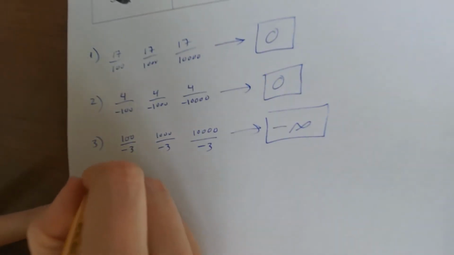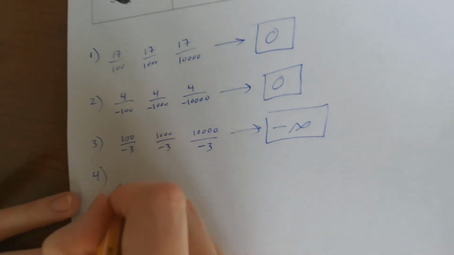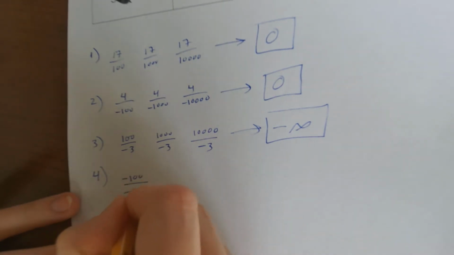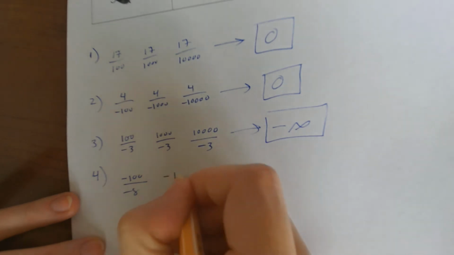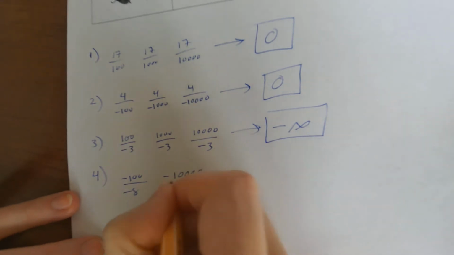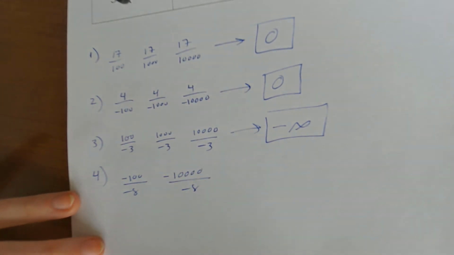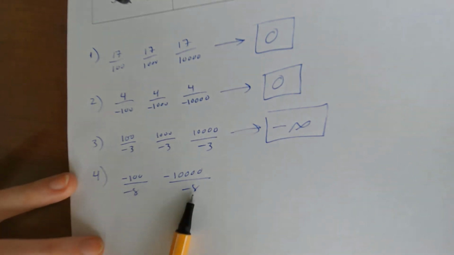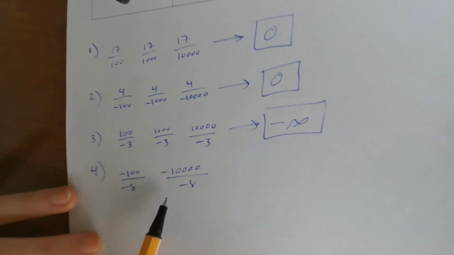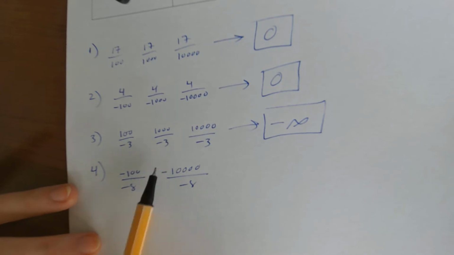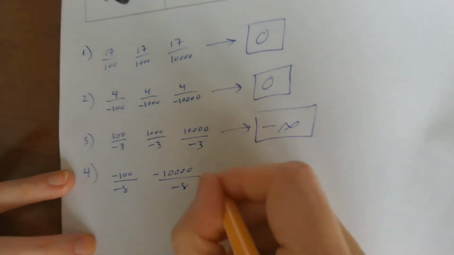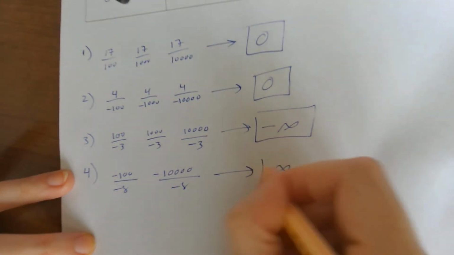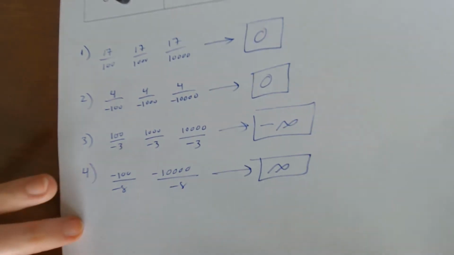Now this next one, 4. Think like negative 100 over negative 8, and I'll just jump right to 10,000 over negative 8. This is also getting really big, the numerator, but it's similar to the previous situation, except we've got a negative over a negative. So that's going to go to positive infinity.